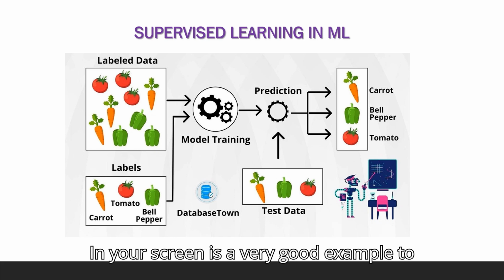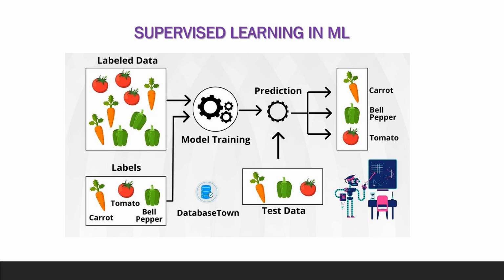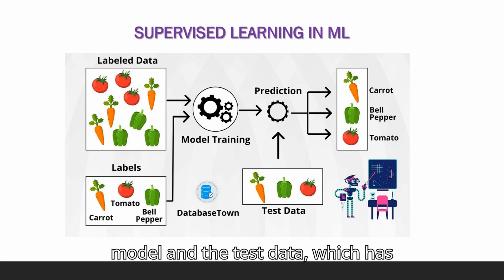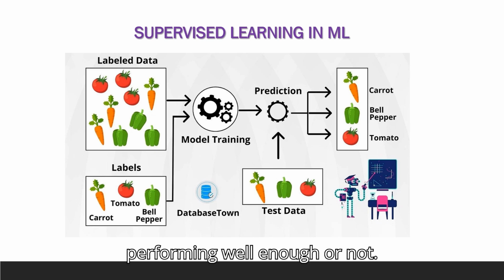On your screen is a very good example to understand supervised machine learning. For supervised machine learning, the input is labeled data. Here, the carrot, tomatoes, and bell pepper. We use this labeled data to train our model. And the test data, which has no output as of now, is used to predict and check whether our model is performing well enough or not.